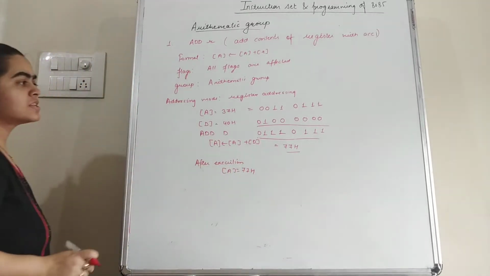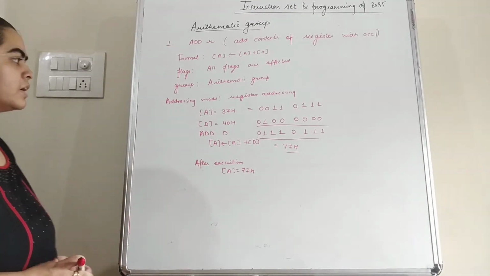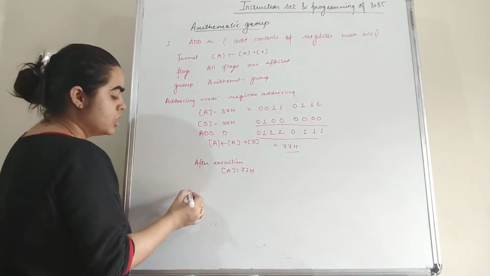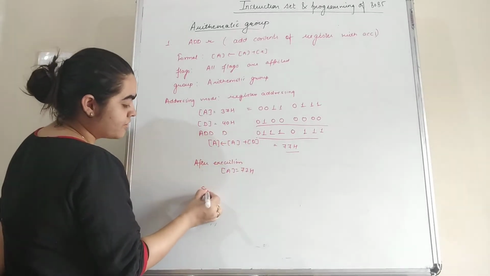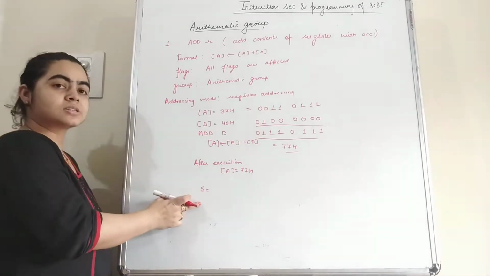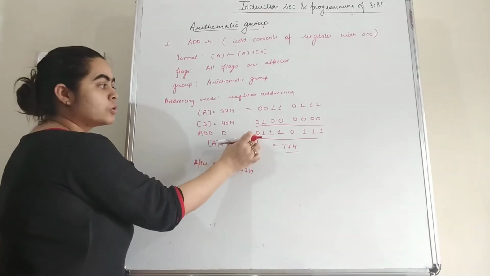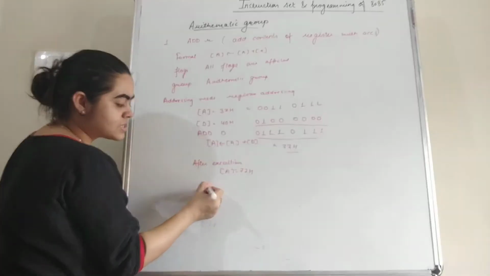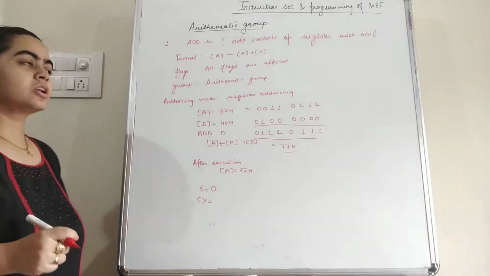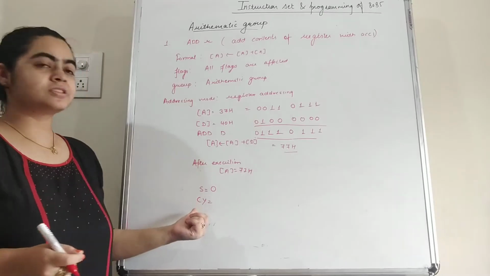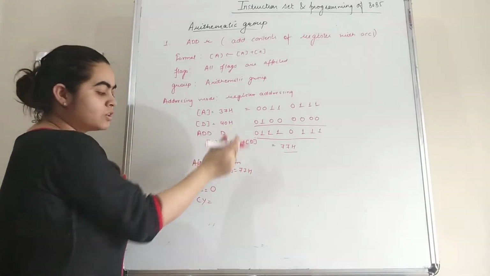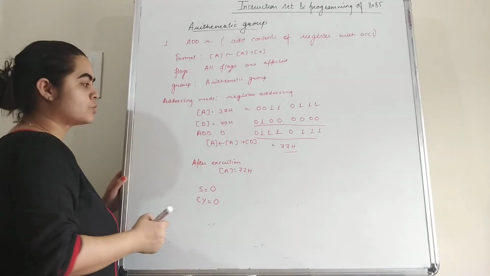Now students, we can see which of the flags are affected after the addition of the accumulator contents with the contents of D. First, the sign flag. Sign flag means if the most significant bit is 1, we set the sign flag, otherwise we reset it. So here the MSB is 0, so the sign flag is 0. Next one is the carry flag. If a 9th bit is generated after the result, then we set the carry flag, otherwise we reset it. So here there is no 9th bit, so CY is equal to 0.